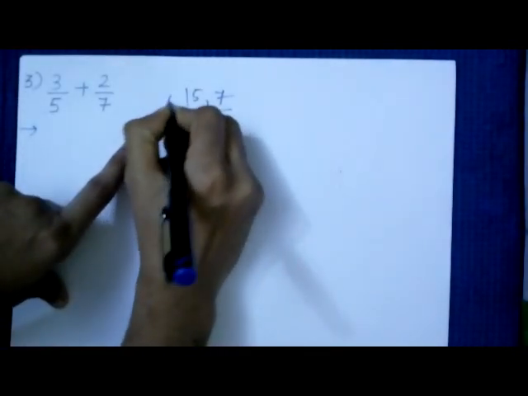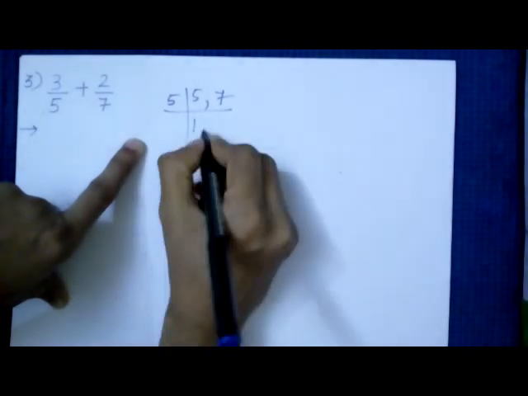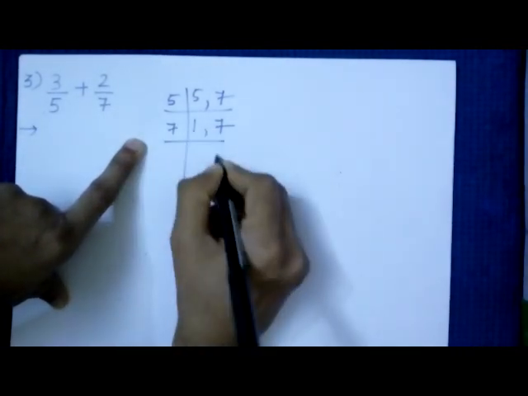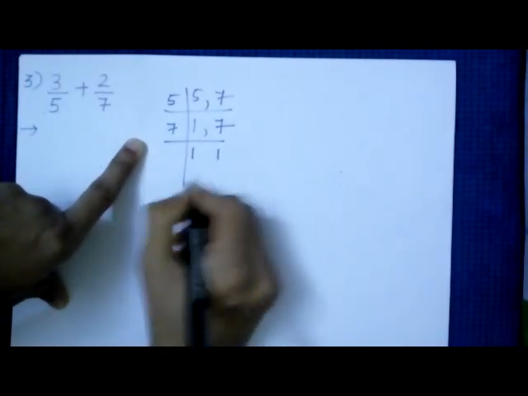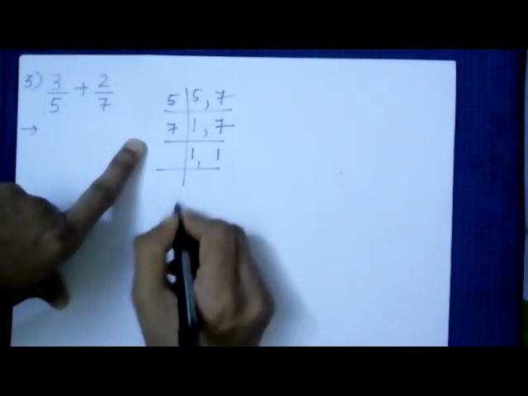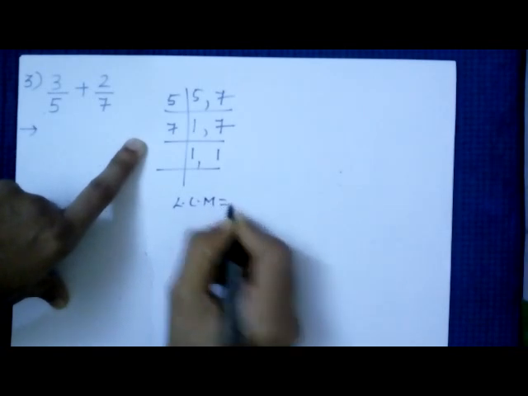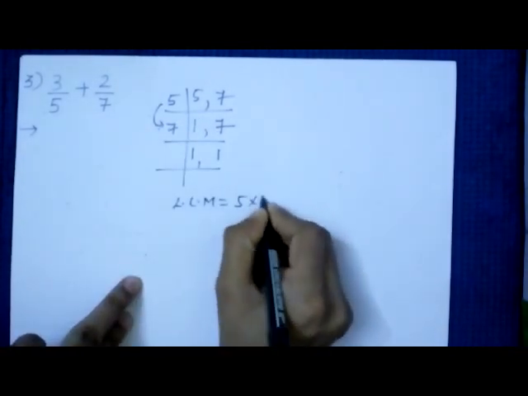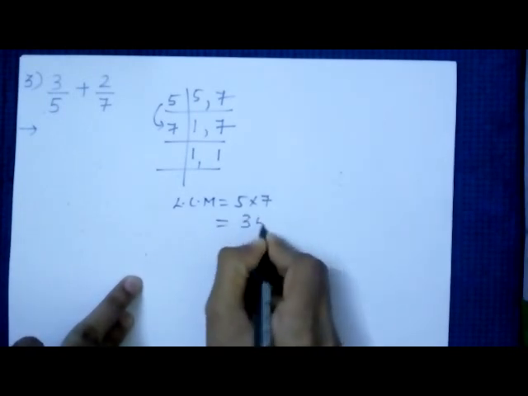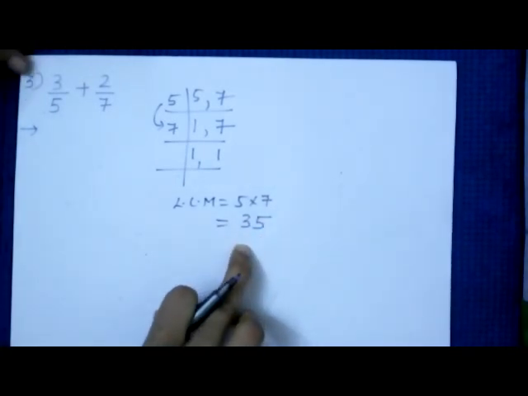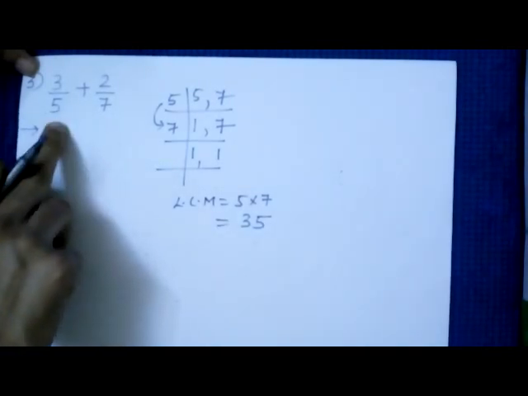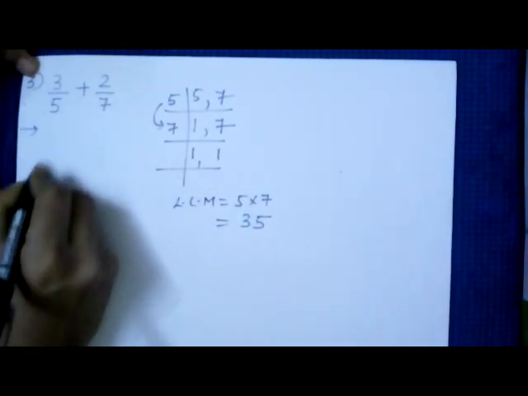So 5 ones is 5 and 7 we will keep as it is. Now 7 ones is 7 and this one will be as it is. Now our LCM will be 5 into 7. We will multiply both of these. So 5 sevens will be 35. So this is our LCM. Now this answer 35 should be there in the denominators of both. So let us start.